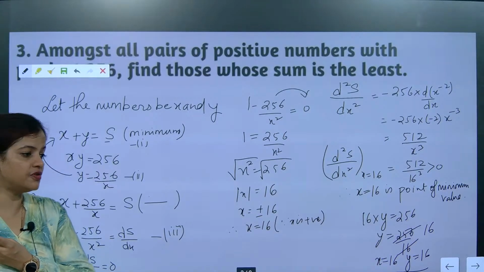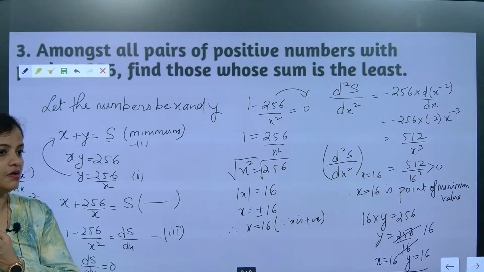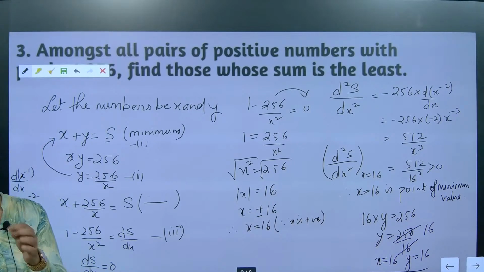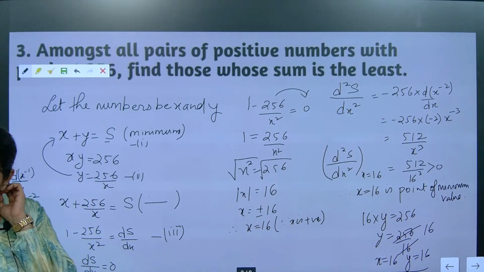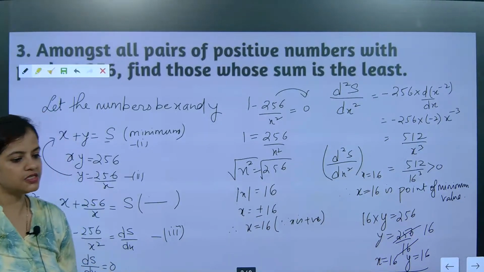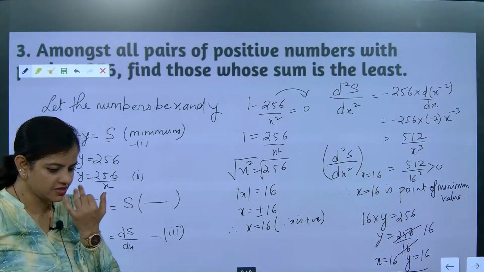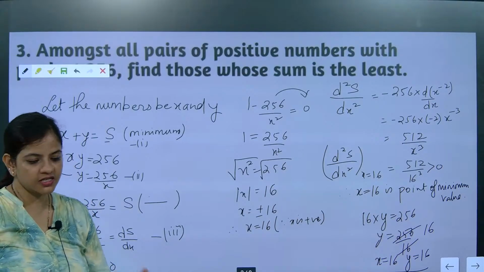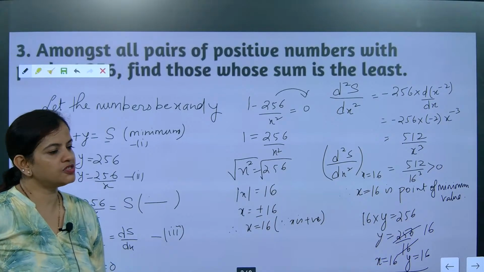See, case studies are confirmed from application of derivative. 110%. This year, case studies are coming, that is confirmed. This is something which we cannot change. Case studies fully confirmed. One case study is coming. Shall we go for the next question?